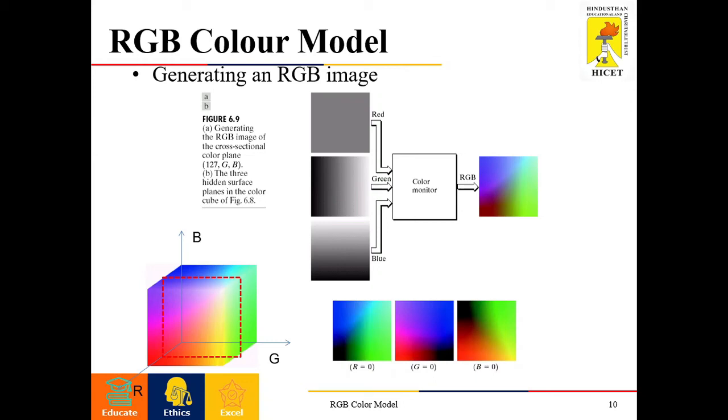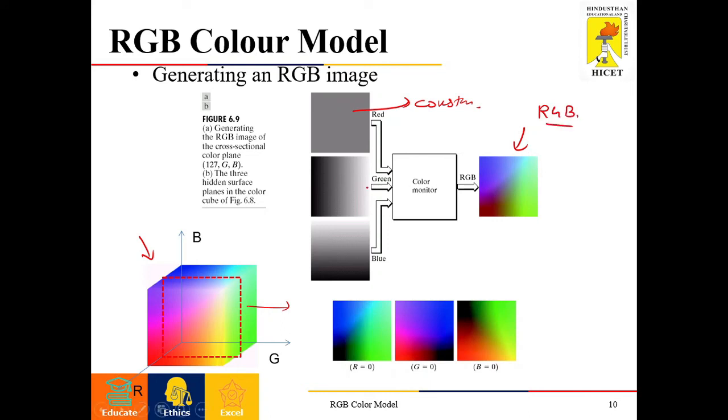For example, in this color cube, this layer is selected. If it is extracted, we have three different color components: one belongs to red, another to green, another to blue. Here it is along the red axis, hence red is a constant shade. Similarly, we have different values for blue and green. If we combine these three shades, we get this RGB color image.